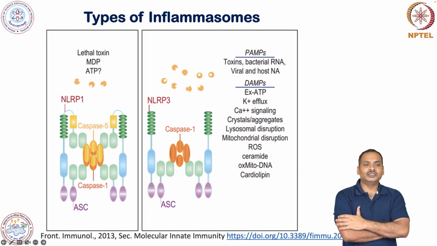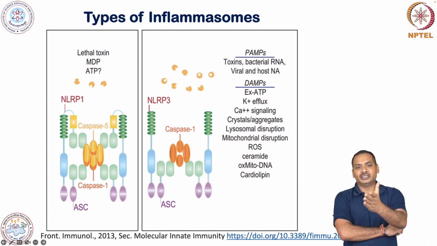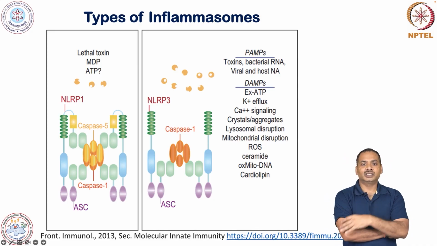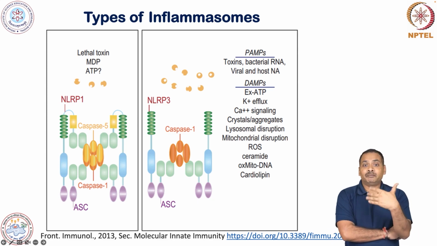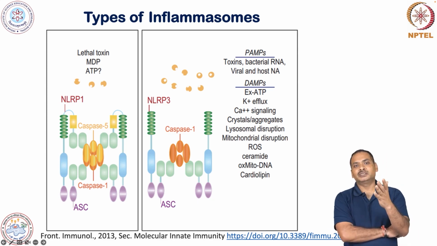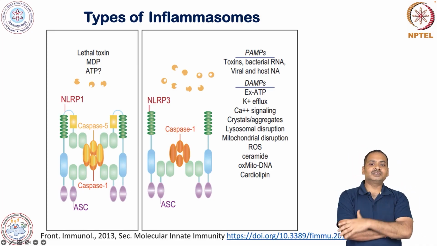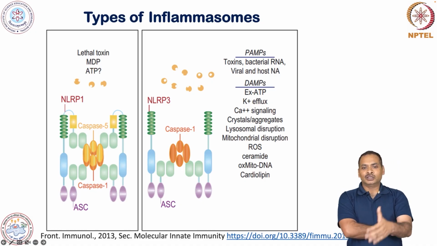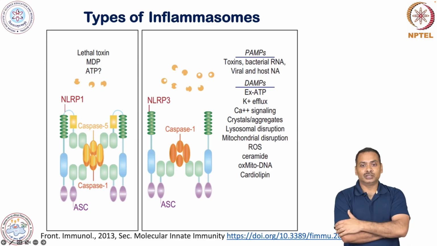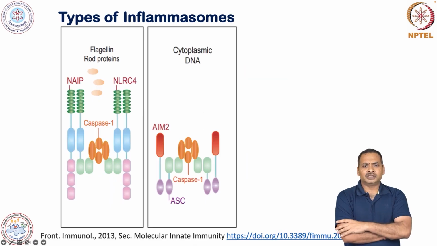There are various kinds of inflammasome, like NLRP1 here, which is activated by lethal toxin, MDP, ATP, and here the NLRP3 inflammasome. There is quite a big list, and this list is very long. It is activated by PAMPs as well as DAMPs. PAMP is a pathogen-associated molecular pattern which originates from the pathogen, and DAMPs are basically our own molecules, damage-associated molecular patterns. So this can be activated by our own molecules also. So this is about the NLRP3 inflammasome.